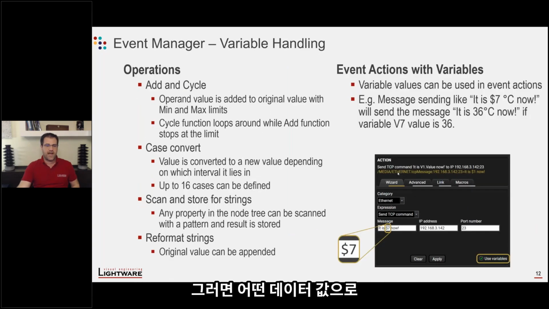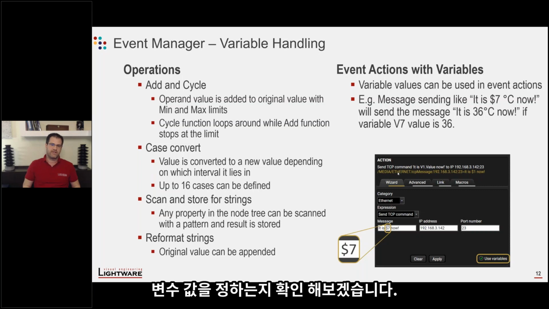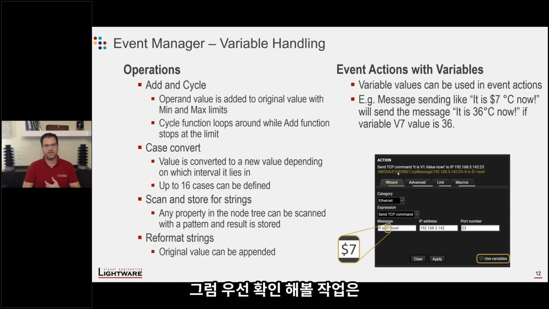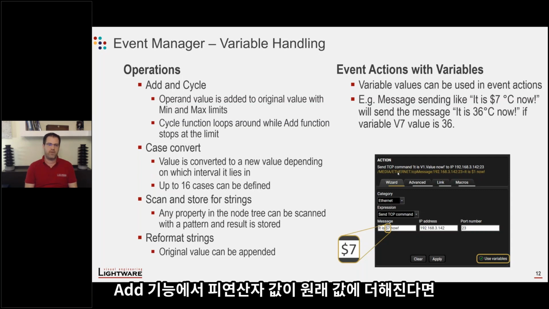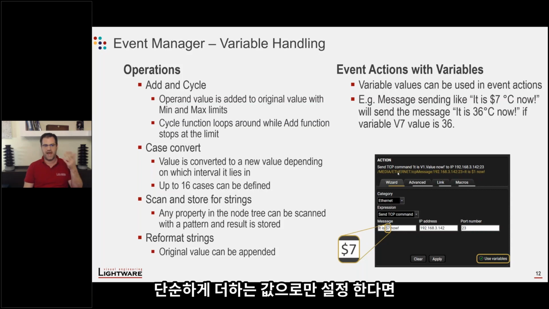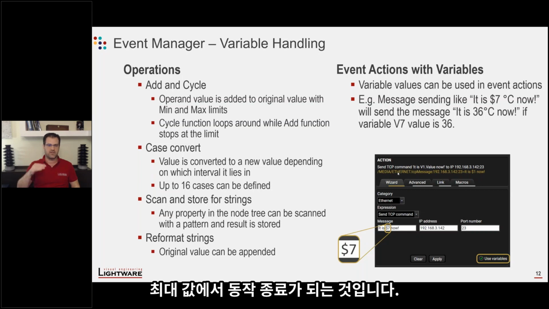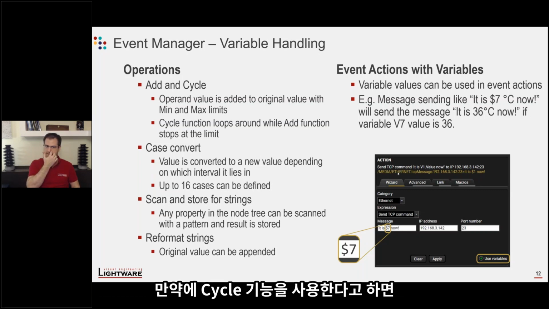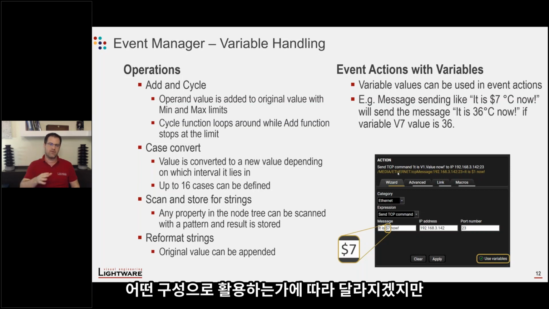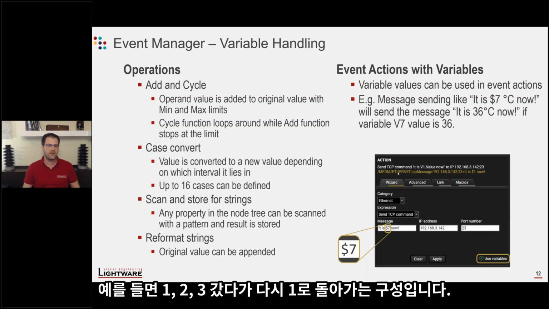Let's see what kind of operations we have for variable handling. First of all, we have talked about adding and cycling, where the operand value is added to the original value. If you are using the simple add function, then it will limit between the minimum and maximum, so it will just stop when it reaches max. However, if you are using the cycle function, it will loop around, so it will be 1, 2, 3, and then back to 1. It depends on the application which one to use.